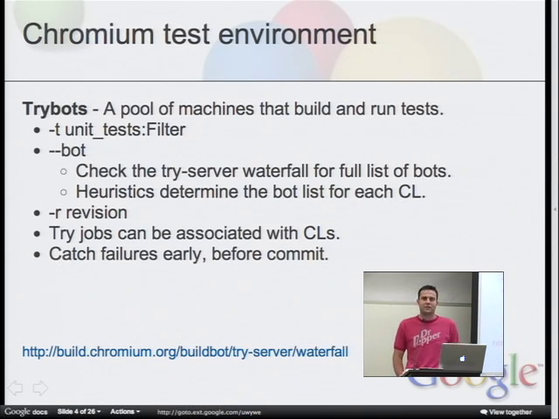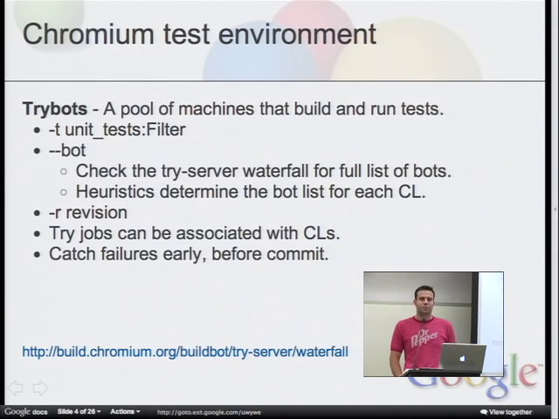So if you want to cut down the running time of your TryBot, you can pass in the -t parameter, which takes an argument of the test program name, the filter that you want to use. So for example, if I want to run a specific unit test, I'll pass in -t unit test, and then the name of the test that I want to run. And that means it will only run that specific test, which greatly cuts down on the testing time.